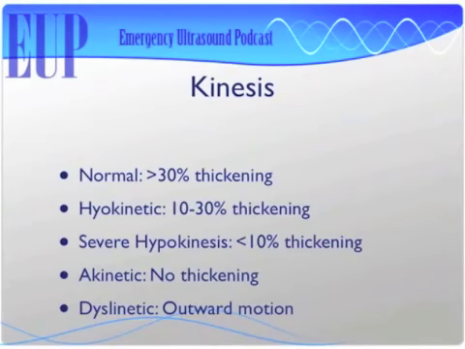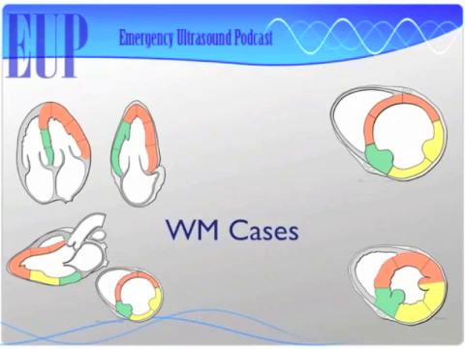All right, so kinesis. Normal means that you are thickening more than 30%. Hypokinetic means that you're not quite thickening 30%, but you're thickening some. You can be severely hypokinetic if you're thickening less than 10%. Akinetic is, of course, no thickening at all, and dyskinetic means that you've got outward motion, so that's kind of ballooning. So let's do some cases.